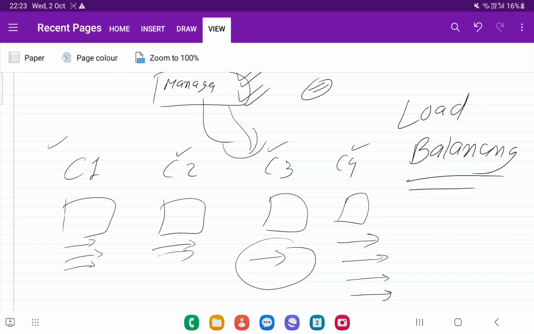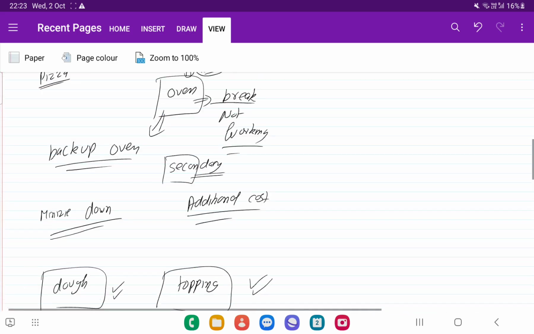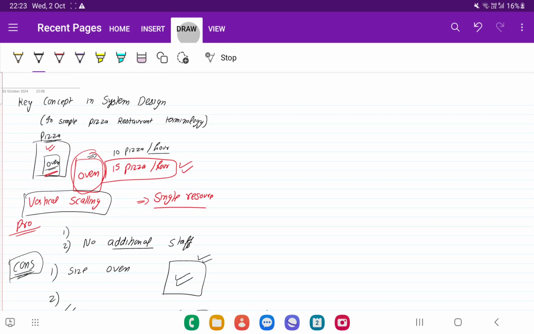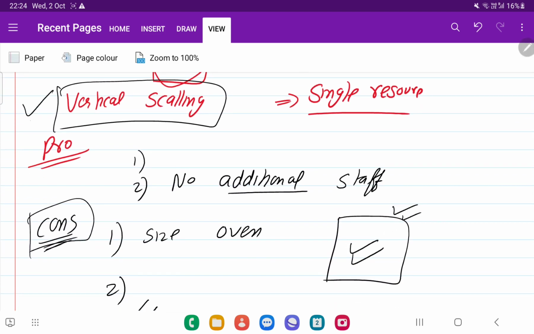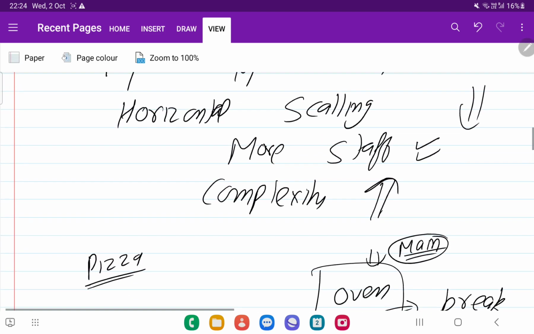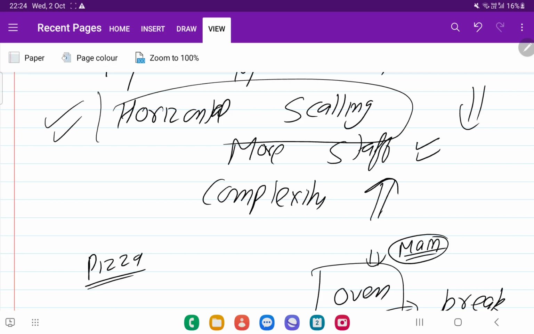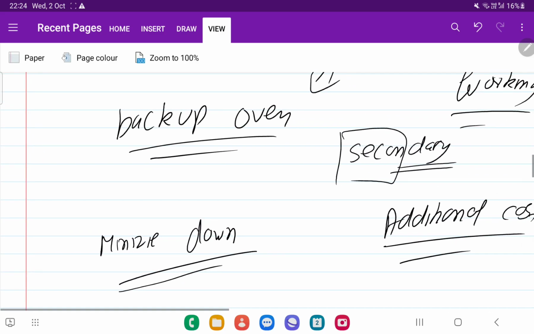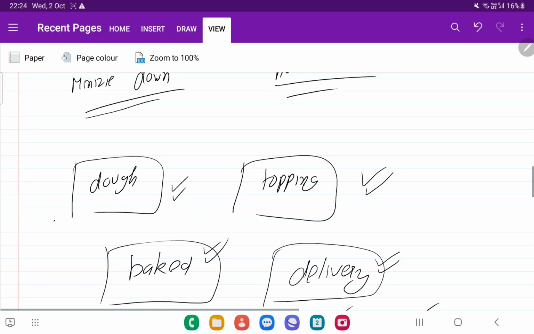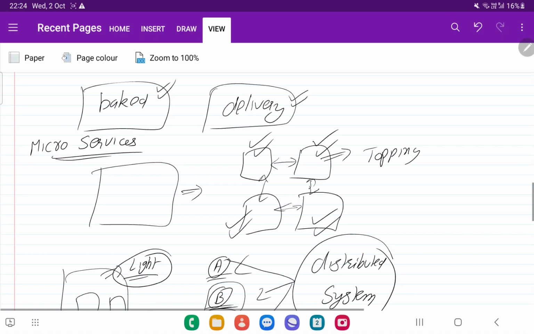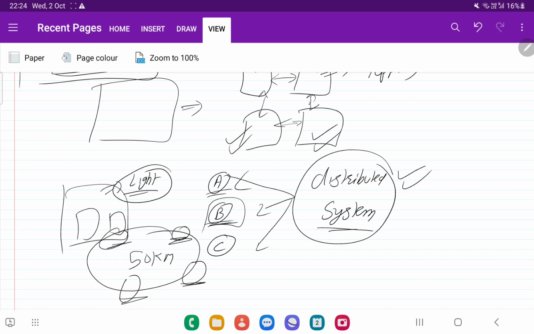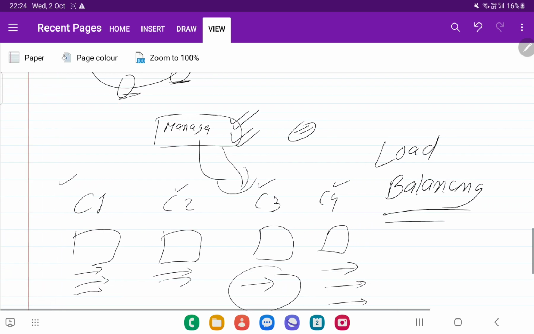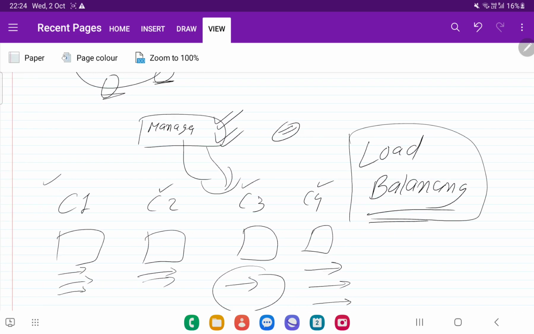These are the concepts that we have covered, and I will quickly help you revise. The first concept that we have seen was vertical scaling. The second concept that we have seen today was horizontal scaling. The third concept was backup servers. The fourth concept was microservices. The fifth term that we have understood was distributed system. The sixth term that we have understood today was load balancing.